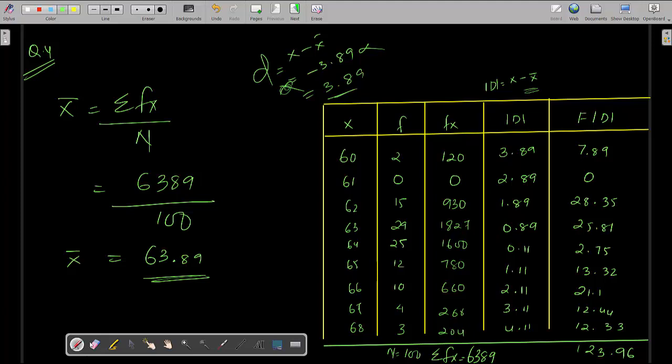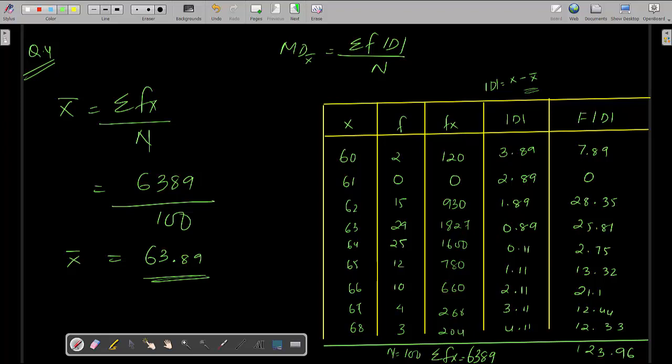Why? Because the formula to calculate mean deviation is sigma fd by n, right? So you have the f and d. Therefore we have to find the value of f and d, the product, sorry. So if you multiply 2 into 3.89, you get 7.78. 0 into 2.89, 0. 15 into 1.89, 28.35. 29 into 0.89, you get 25.81. 25 into 0.11, you get 2.75. 12 into 1.11, 13.32. 10 into 2.11, you get 21.1. 4 into 3.11, 12.44. 3 into 4.11, 12.33.